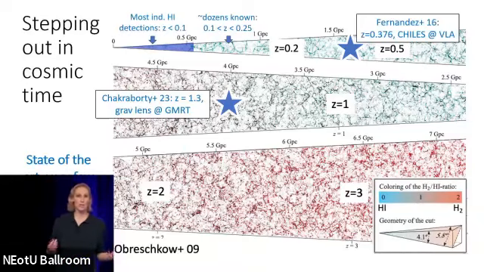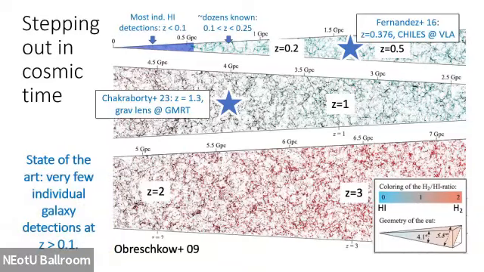So the vast majority of individual H1 detections that we've made so far are at redshifts less than 0.1. We know of a few dozen H1 detections between 0.1 and 0.25, and until very recently, the record holder was a redshift of around 0.4. We now know of a gravitationally lensed individual H1 detection at 1.3. But the state of the art is that we really don't know very much about H1 in galaxies beyond the local universe.